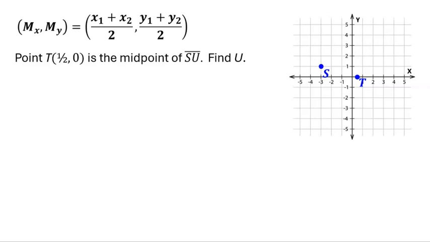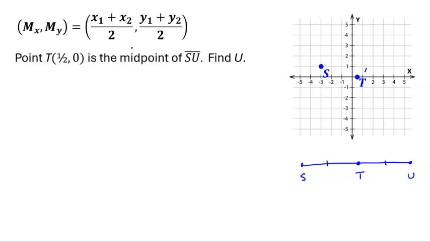So this one says point T, which is at 1/2, 0, is the midpoint of SU. And just by the name alone, I know that S and U are going to be my endpoints. So that's going to be x1, y1, and x2, y2. So I'm going to go ahead and draw a little diagram here. I've got S and U, and then it's telling me that T is the midpoint. You can even mark these with your congruency symbols that we talked about in our other video.